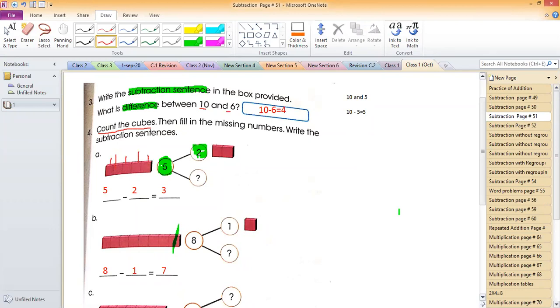If 2 cubes went there, 1 and 2, how many cubes should be left? So if these 2 cubes went there, how many cubes are left? 1, 2, 3. So it will be 3. And how will you write the subtraction sentence? How many total cubes were there? 5. You'll write 5. Minus 2 went there. And how much is left? 3. This is your answer.